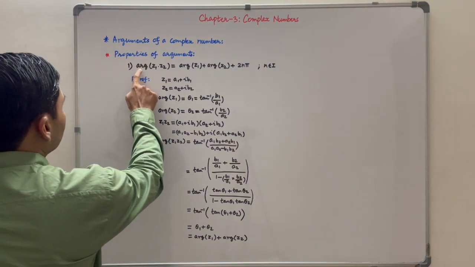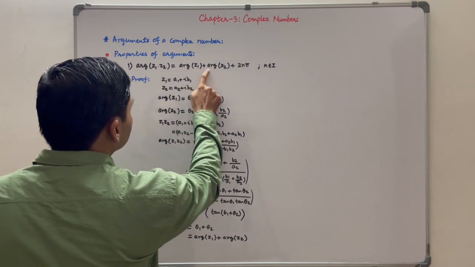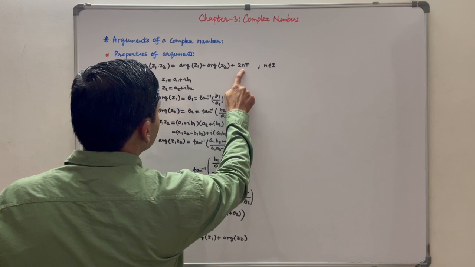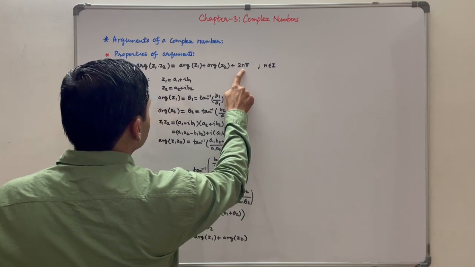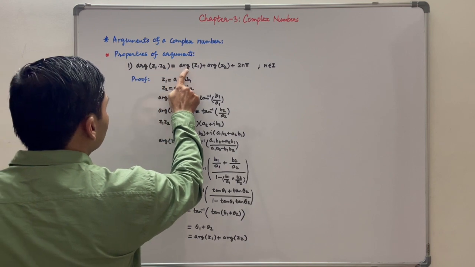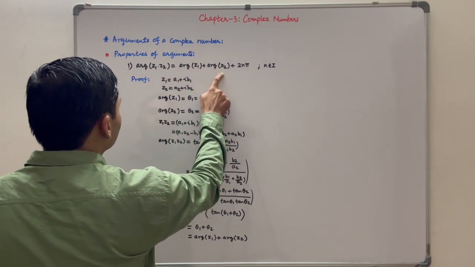First property, argument of z1 z2 is equal to argument of z1 plus argument of z2 plus 2n pi, where n is integer. If we talk only about principal arguments, we can say argument of z1 z2 is equal to argument of z1 plus argument of z2. Let us see its proof.